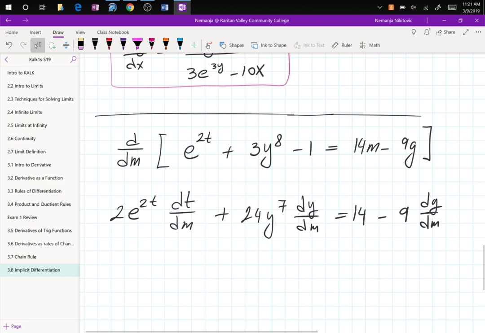Now all of the terms with dg dm go on the left, so 14 is the only one that stays on the right. And if you are quick with this, you can actually, sorry, yeah, this is the end, because you can't factor, they're all different. You have dt, dy.